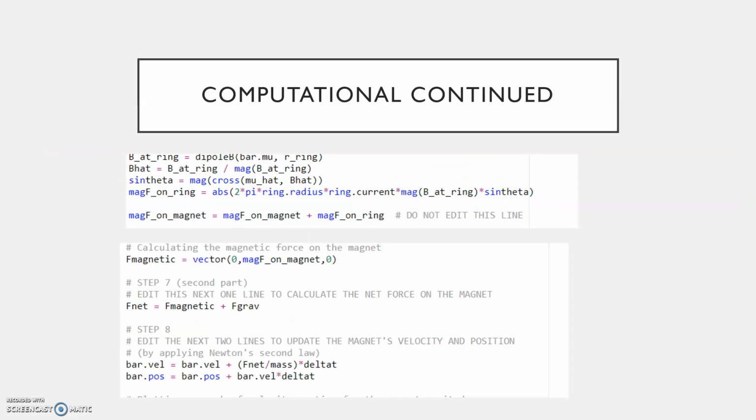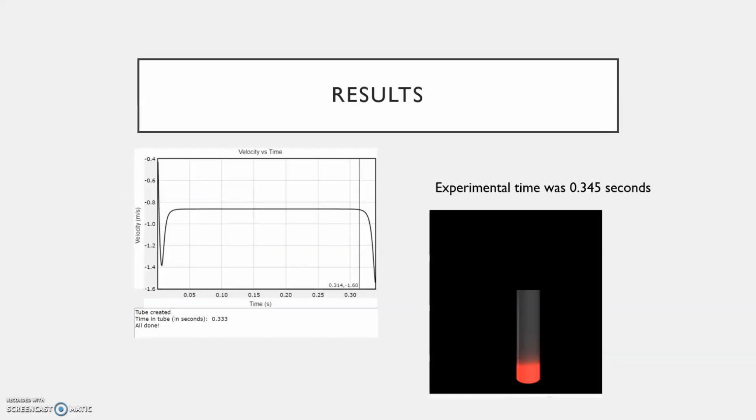I then found the B field at the ring, which brought in the dipole formula from before, and then I calculated the forces, noting that F net is equal to the magnetic force plus the gravitational force. When I ran it, I found the velocity graph shown on the right, and the magnet started at the top and landed at the bottom, shown in red.